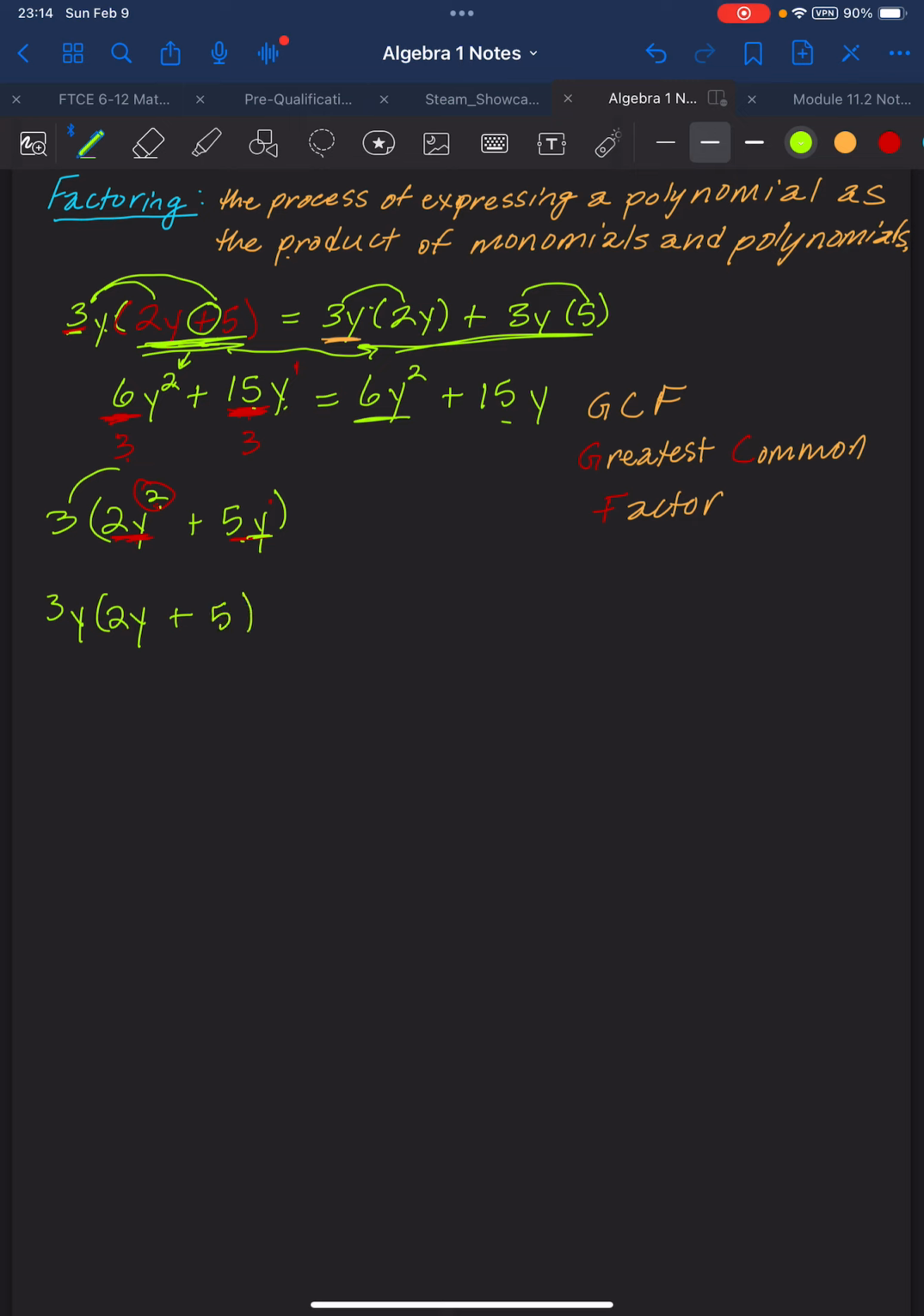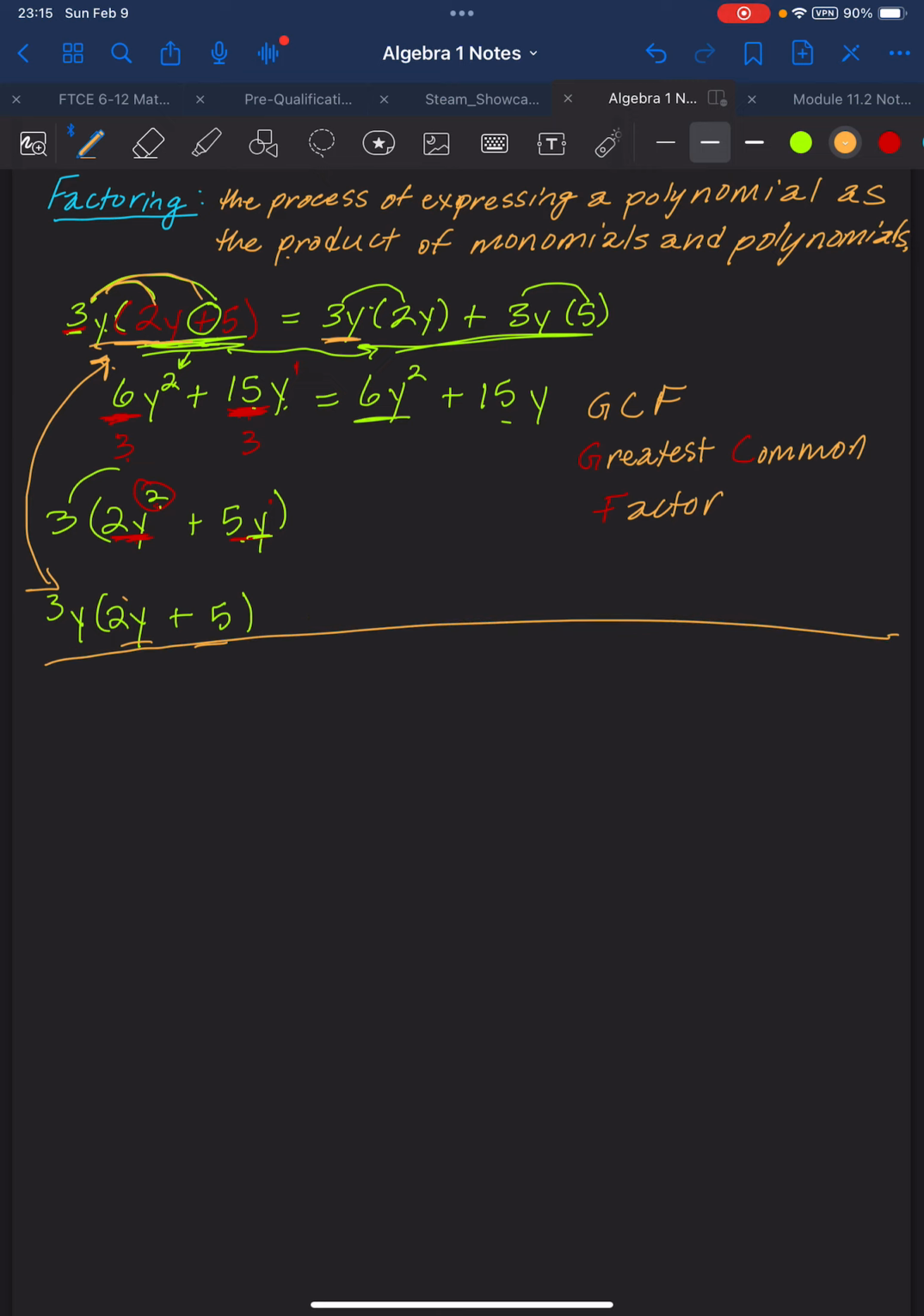Now if you notice something, look what we started with. We have the same thing. We just undid what we did here. Remember, we multiplied the 3y by everything inside here. Now we just undid it. We did the distributive property, but now we went in reverse. Now we factored out the 3y. So instead of multiplying everything by 3, we divided everything inside here by 3. So factoring is pretty much the reverse of the distributive property.